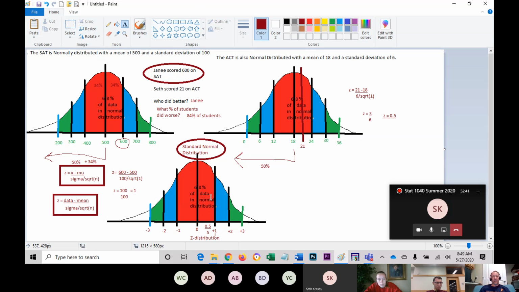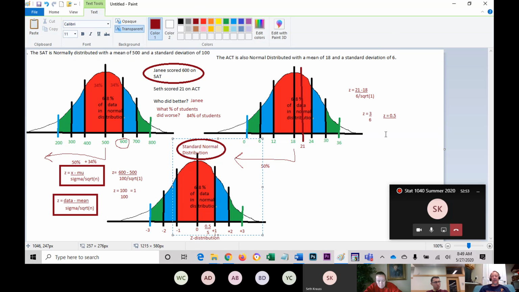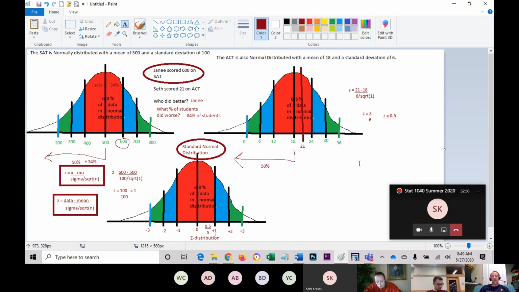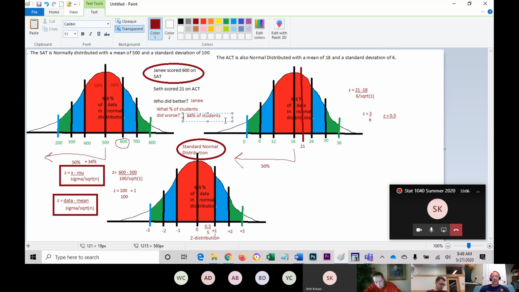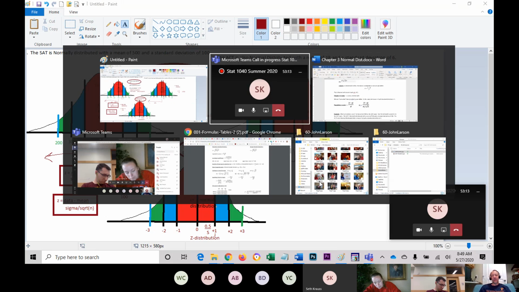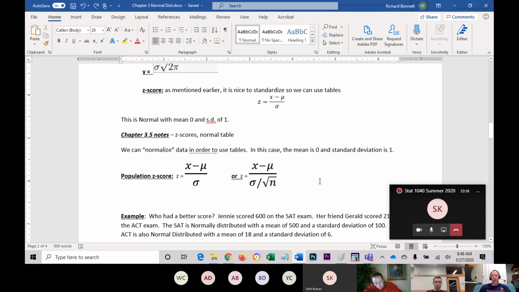The cool thing is now we can compare Janie directly to Seth, and we can say, oh yes, Janie scored higher on the standard normal distribution here. Now, Seth still wants to know, he knows he did better than 50% of the people who took the ACT, but he doesn't know exactly what percent like we did with Janie, because Janie was on exactly 1 standard deviation.